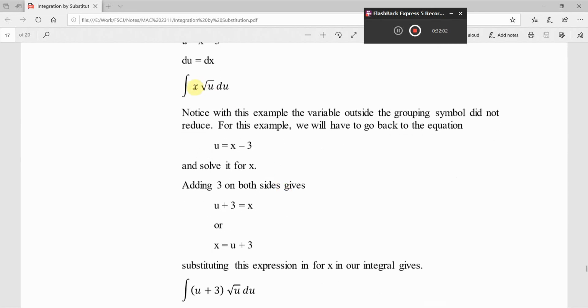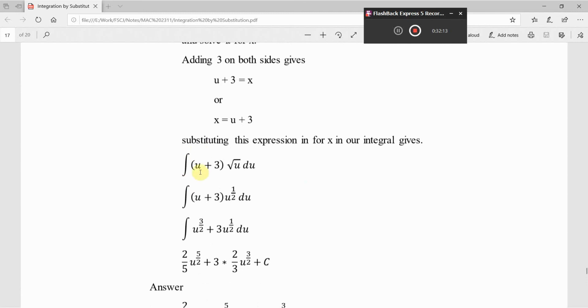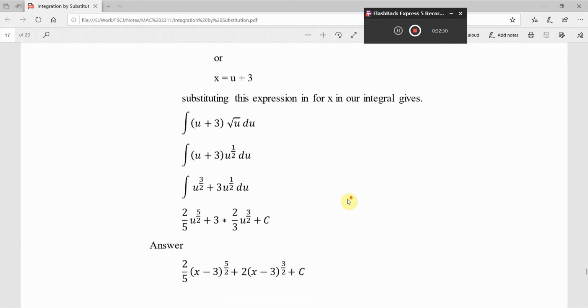And now what we're going to do is replace this x with u plus 3. So that remaining x is going to get replaced with a u plus 3. This gives me the integral of u plus 3 times the square root of u du. Alright, simplifying this a bit, well, square root of u is u to the 1/2. Distribute my u to the 1/2 through. So u to the first power times u to the 1/2 power, an exponent of 1 plus an exponent of 1/2 gives me an exponent of 3/2, plus 3 times u to the 1/2 du.